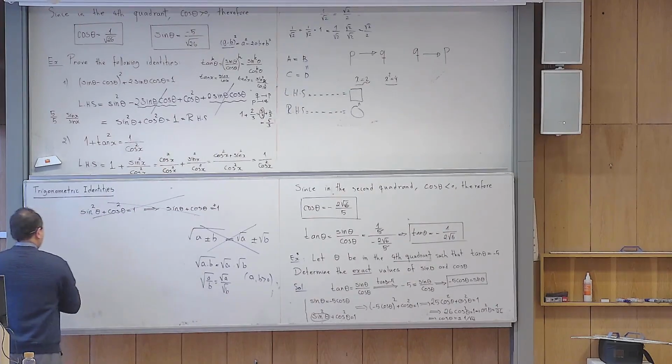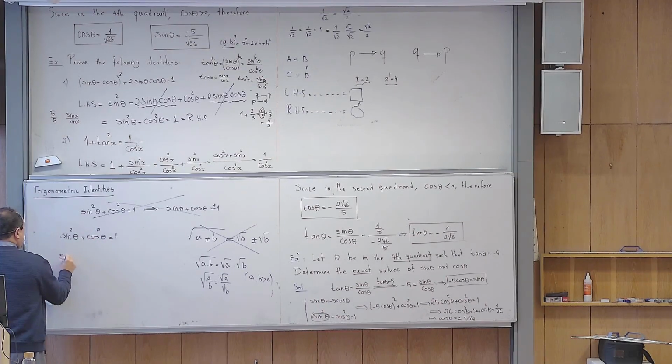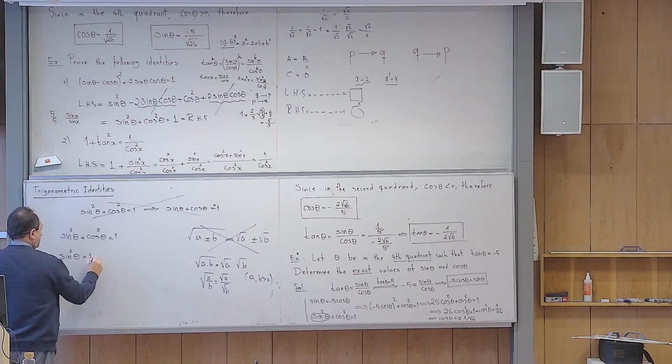So let me tell you something else. For example, if sine theta plus cosine theta is 1, of course, you can see in some books they write different formulas. They move this to the other side.